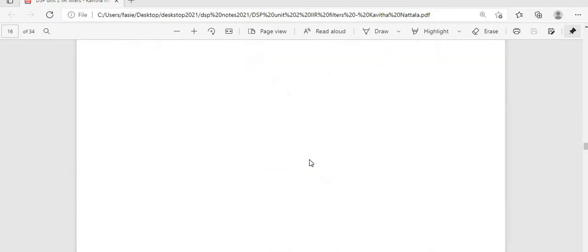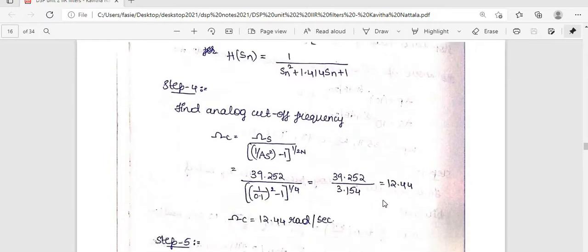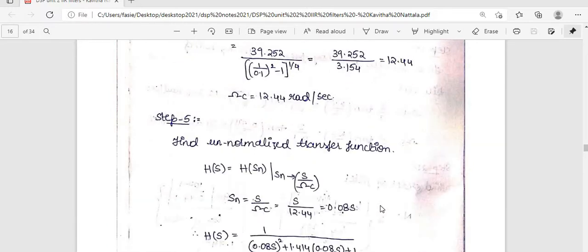If you substitute that order in this equation, we can write the answer as 1 by 0.1 square minus 1, to the power 1 by 4. If you simplify, you get 12.44 radian per second. That is the cutoff frequency in analog form. Similarly, next we have to find step 5. How do we find step 5?